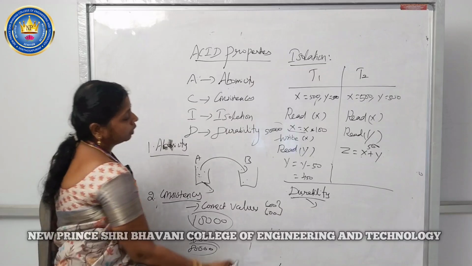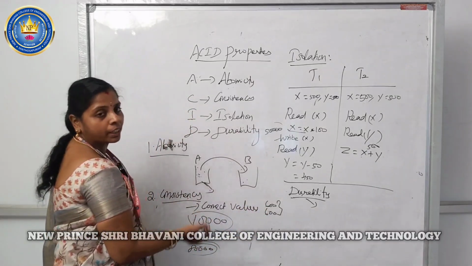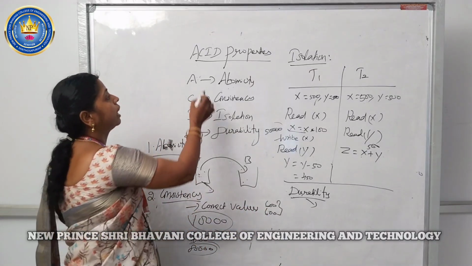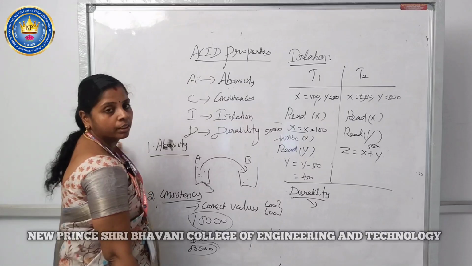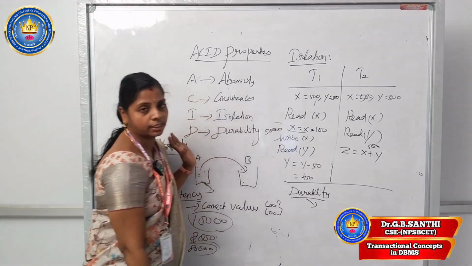So to execute a transaction or multiple transactions, we should follow these ACID properties. So this is transaction. Thank you.